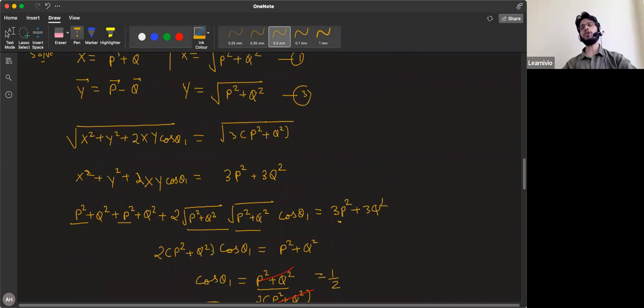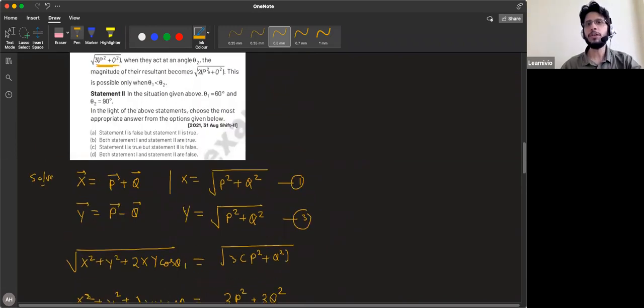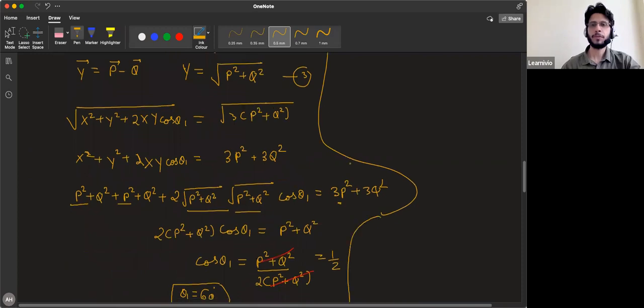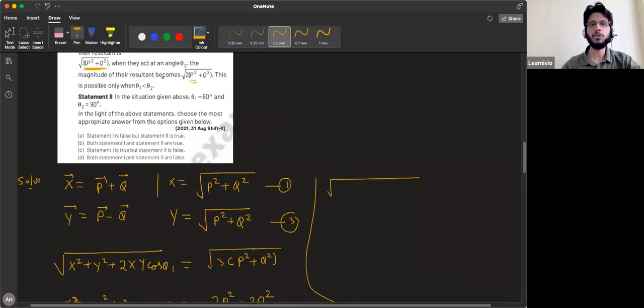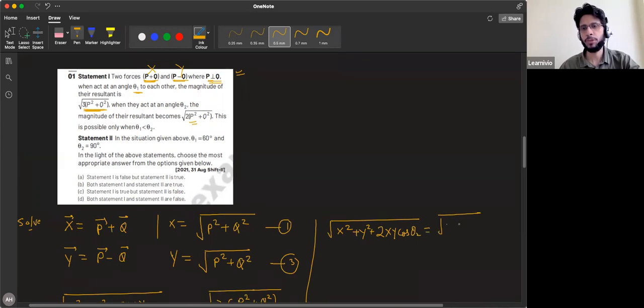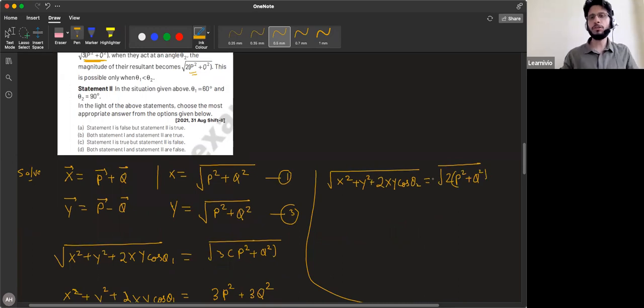Now, if you repeat the same process, you can calculate the value of θ2 also. Because when angle is θ2, this is 2 root over p square plus q square. So repeat the same calculation. It's again asking you to add x and y. So let's add x and y: x square plus y square plus 2xy cos theta 2. And what is the relation? Relation is root over 2p square plus q square. Okay, now do it. Note this equation, get the value of theta 2. I need theta 2 now.